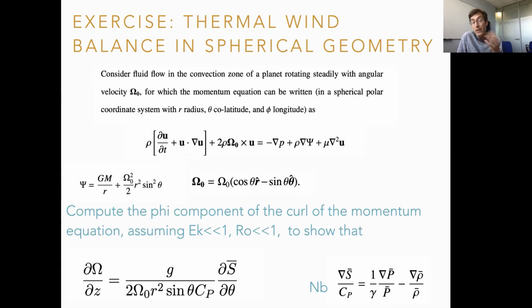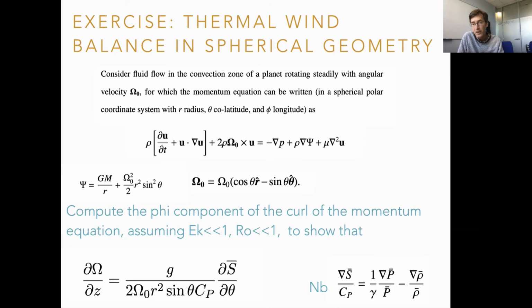Anyway, basically you want to just take the phi component of the curl of the momentum equation, assuming that the Ekman number is small and the Rossby number is small. Here I'm also allowing for a base state plus small perturbations around that state. If you crank through it, you'll get an equation that looks like this one at the bottom: that the d omega/dz, that is, the gradients along the rotation axis, so z is aligned with the rotation axis here, are linked to horizontal, latitudinal variations in the entropy.